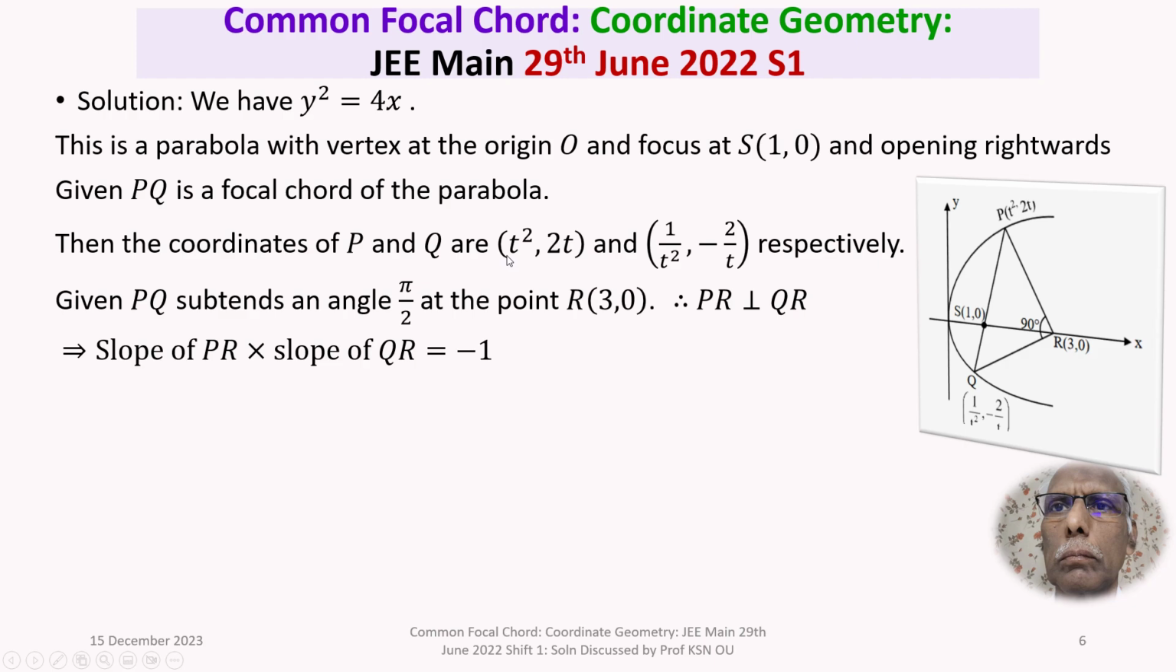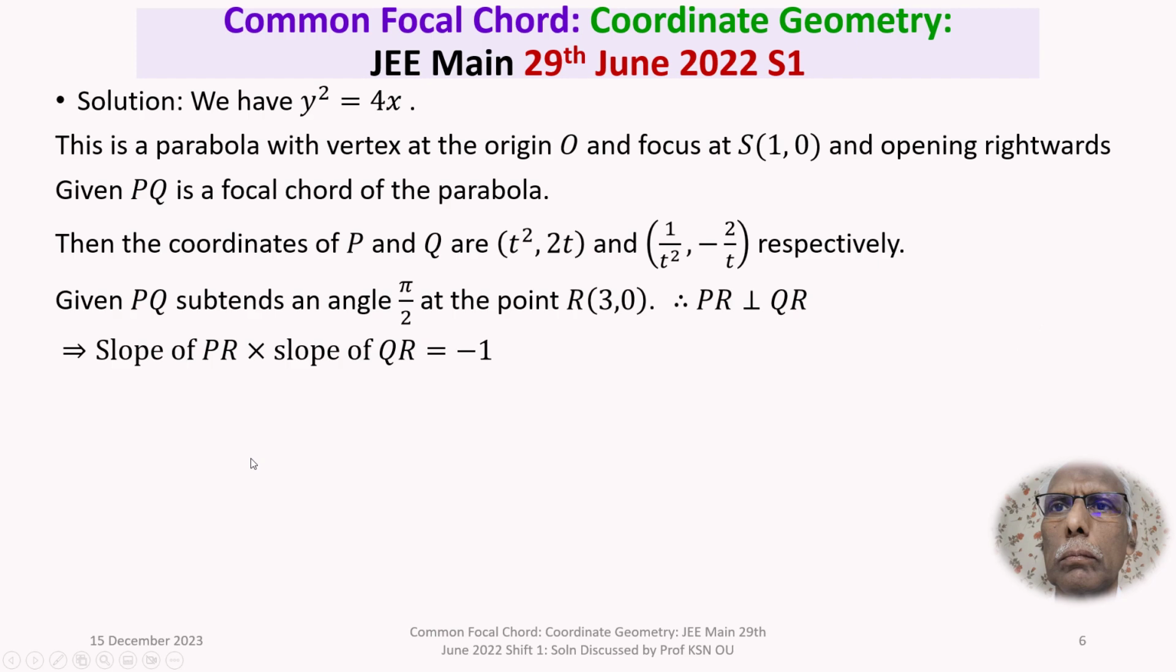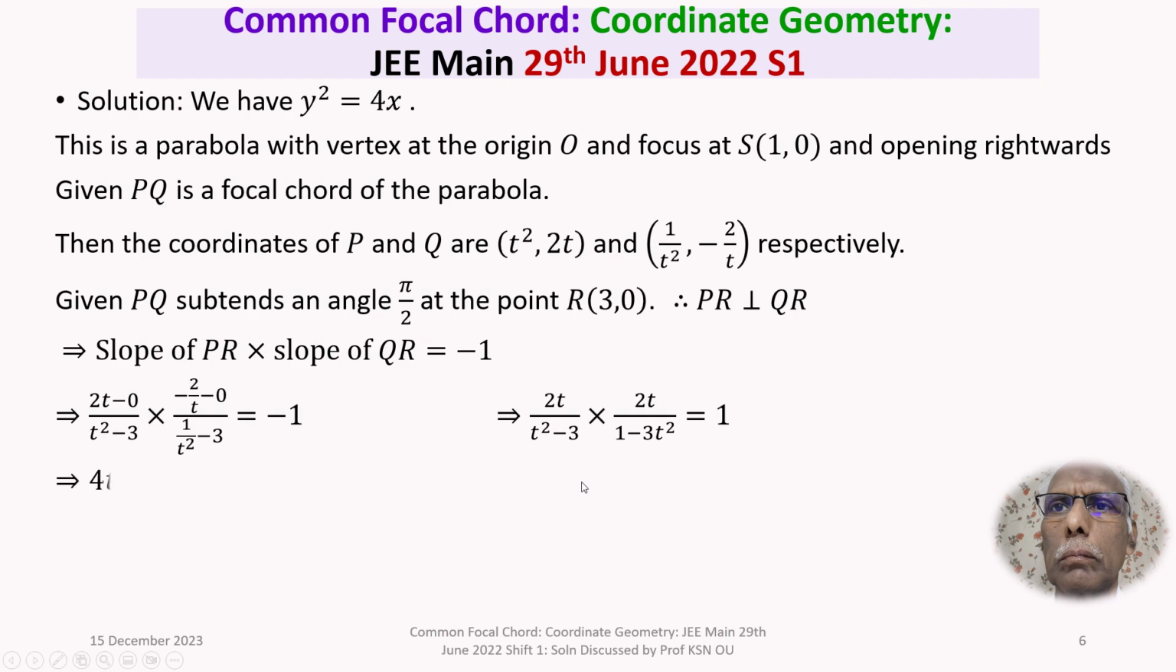The coordinates of P, Q and R are known, therefore the slope of PR can be obtained. So P is (t square, 2t), R is (3, 0), the slope is 2t minus 0 by t square minus 3. That is the slope of PR, multiplied by the slope of QR, which is minus 2 by t minus 0 by 1 by t square minus 3. Multiply both and equate to minus 1. Simplify, we get this one, and on further simplification we get this equation.